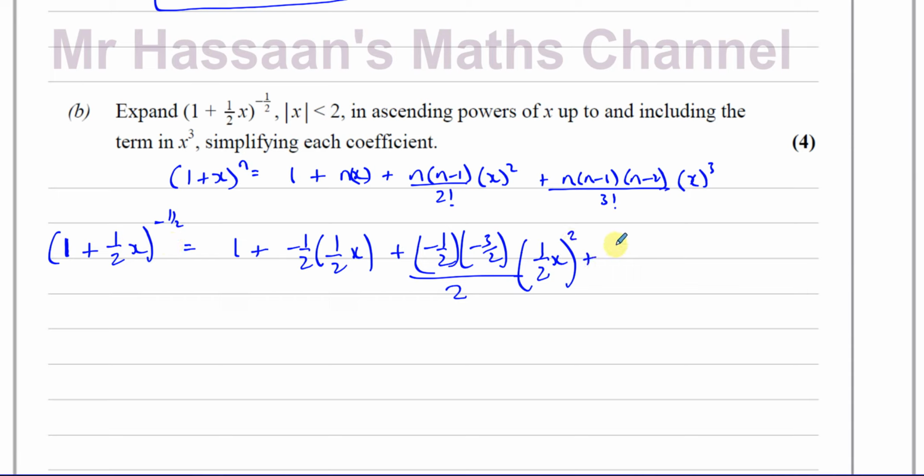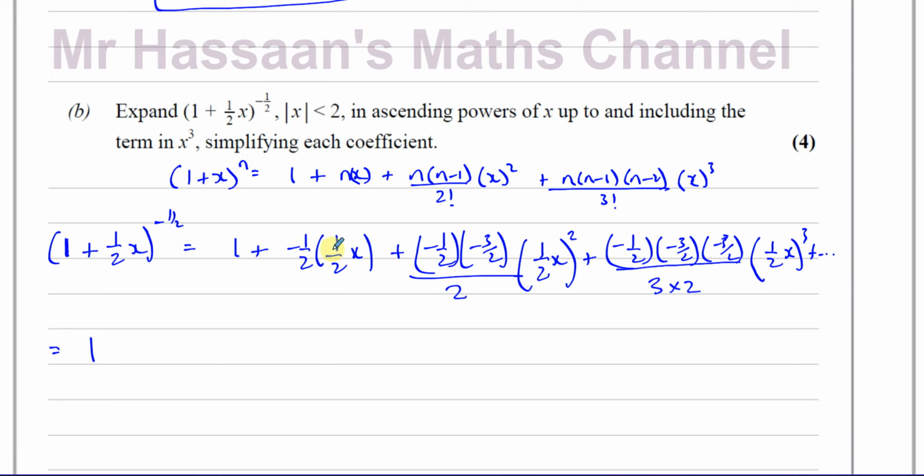And then the last term will be negative a half times negative 3 over 2 times negative 5 over 2, taking away another 2 over 2, divided by 3 factorial, which is 3 times 2. And then we have a half x to the power of 3. And that's as far as we have to go. So let's simplify what we got here.